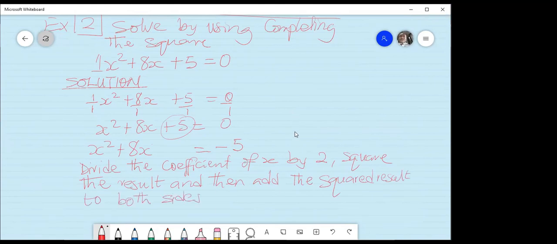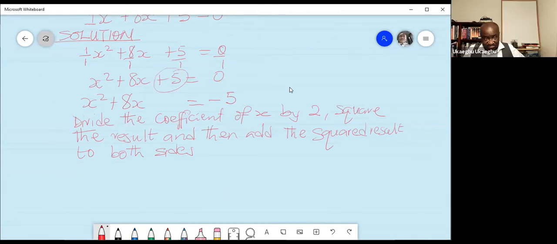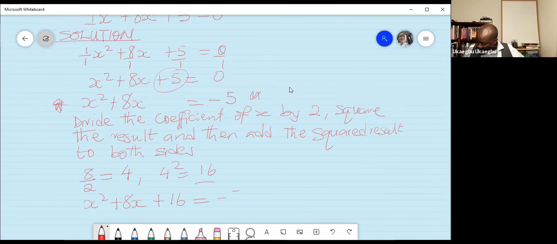Okay, so now look at this. The coefficient of x is 8, so divide it by 2. So you say 8 divided by 2, and that gives us 4. Then square it, so you have 4 squared, that gives us 16. Then add the squared result to both sides. So now adding it to this equation, that's going to give us x squared plus 8x plus 16 equal to negative 5 plus 16.